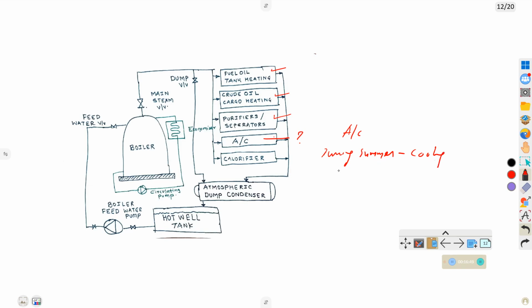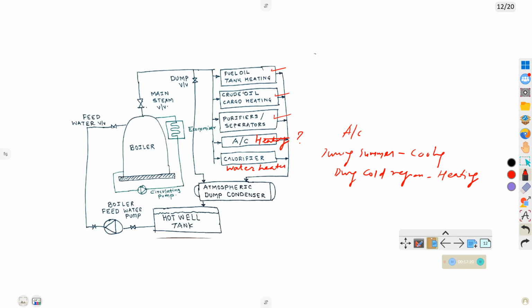During cold regions it is used for heating. So accommodation heating. Then this is the calorifier. What is meant by calorifier? Calorifier means water heater.